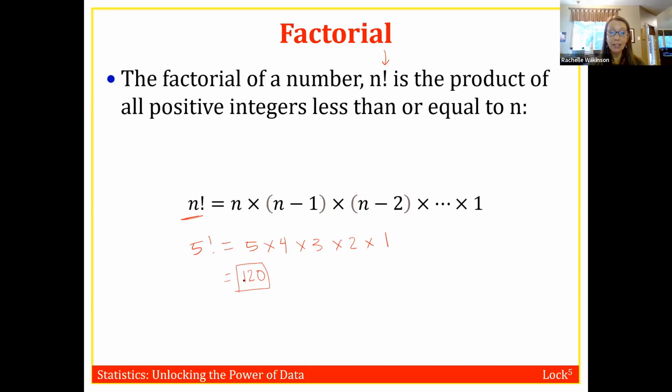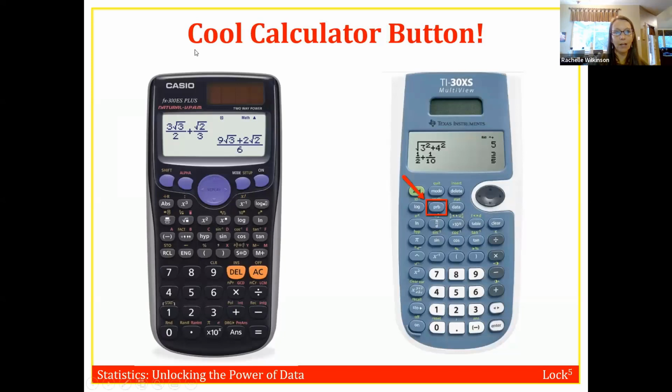Now there is a button on your calculator, if you have a scientific calculator, that will do all that computation for you. I mean, when we did it for 5, no big deal. But if you're doing something like, I don't know, 25 factorial, it would get a little tedious multiplying all those numbers together. So fortunately, your calculator can do this for you. So let's see if we can find the factorial button on your calculator.